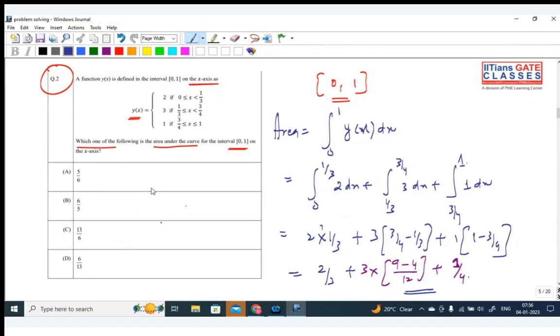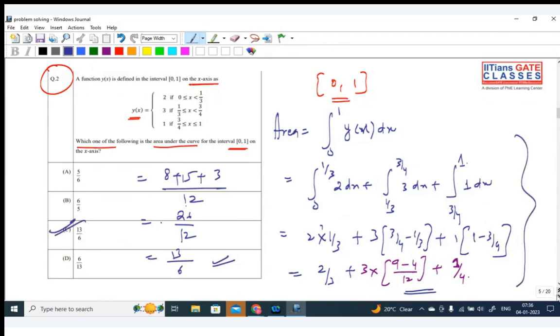It was 8 plus 15 plus 3, by 12. So it was 26, 26 by 12, so you will get 13/6. So this is how we can solve this question. This is a very simple question, and you can just solve properly without committing any mistake, or you can also plot this function.